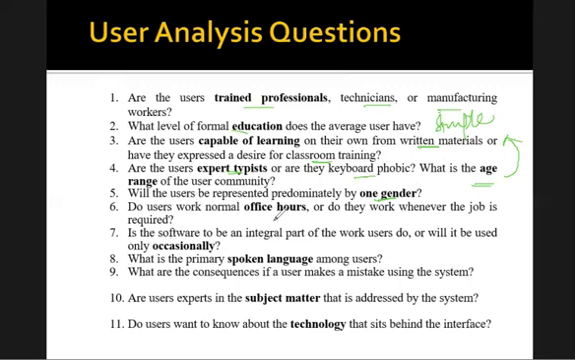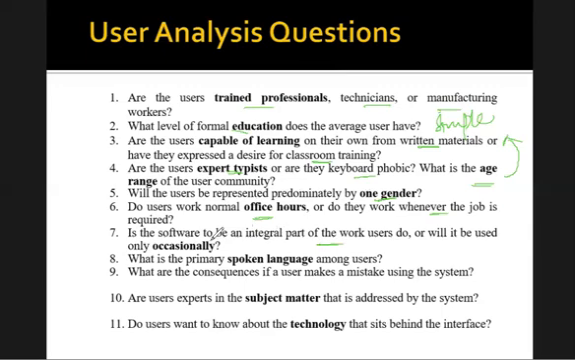Then, do users work normal office hours or whenever the job is required? That is, whether they're going to work from 9 to 5 or some specific timings, once in a week, once in a month, twice, that can be identified. The next is, is the software an integral part of the work the users do?